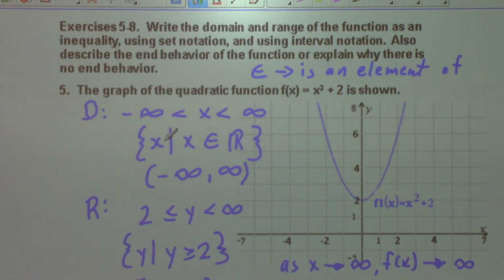Okay, questions on this one? Let me take a look at this. All it get on here? Yeah, I think it did. Okay.